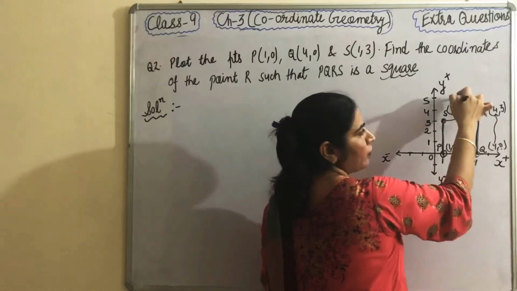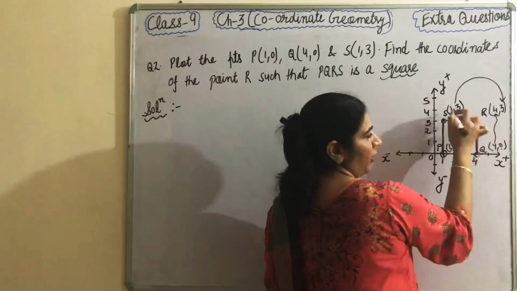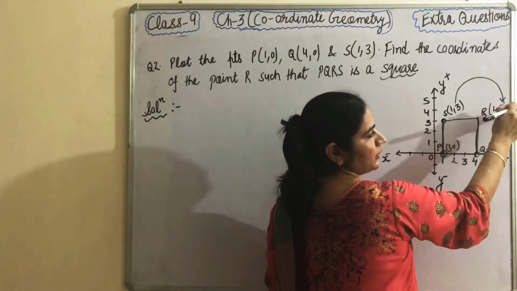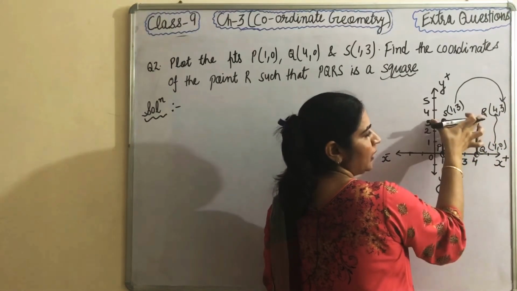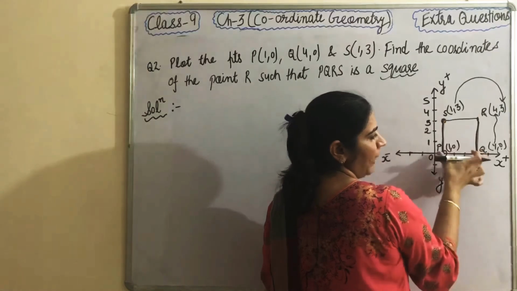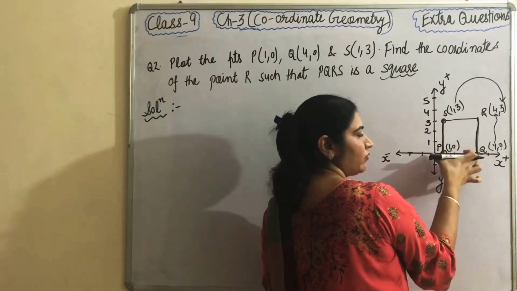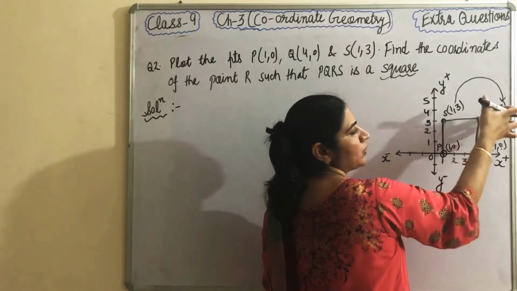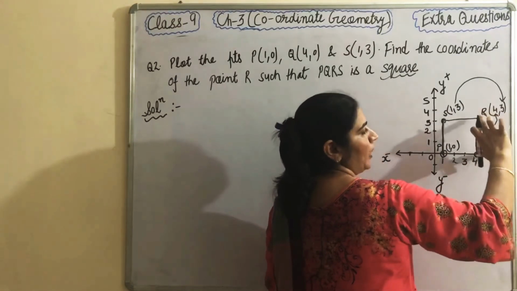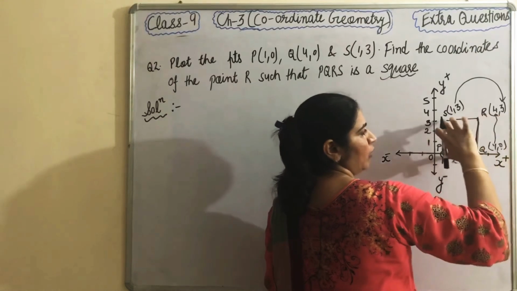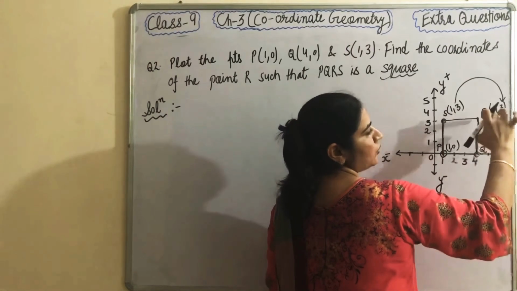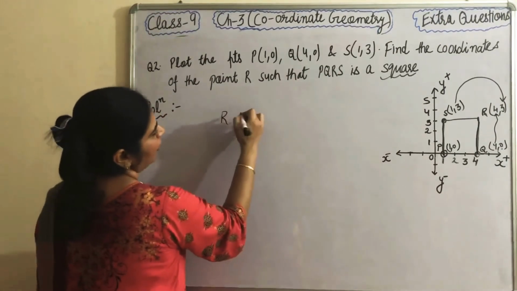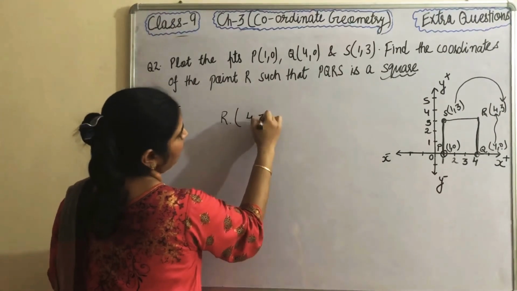Now the ordinates of S and R will be the same. The ordinate of S is 3 units, so the ordinate of R will also be 3, because this is the perpendicular distance from the x axis. The perpendicular distance from the y axis is 4 units, so the point is (4, 3). The coordinates of R are (4, 3).